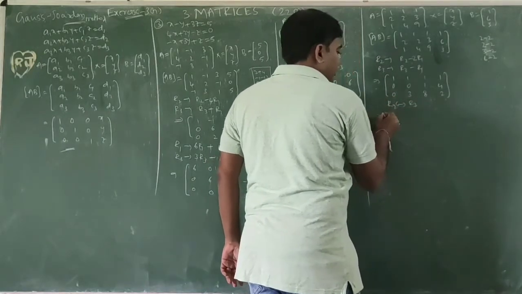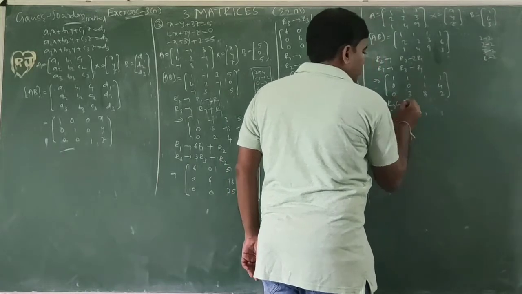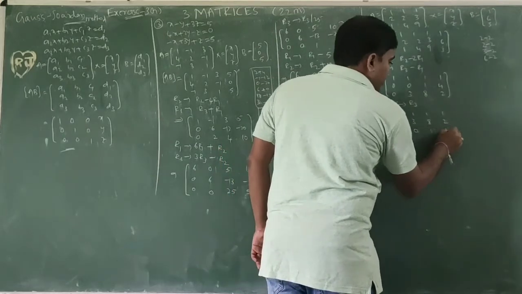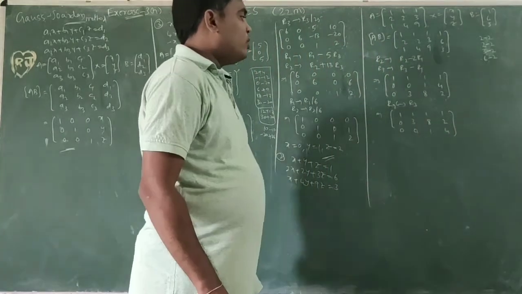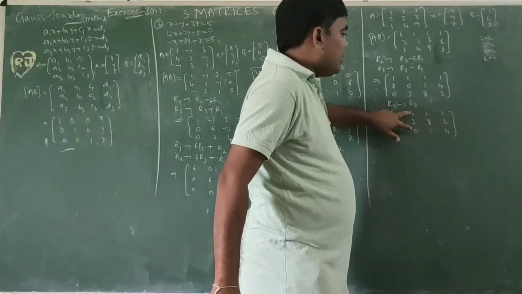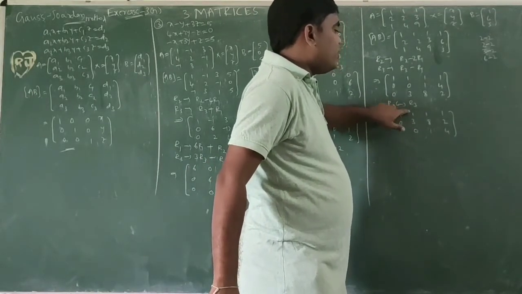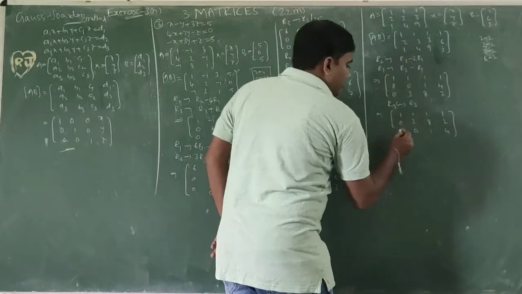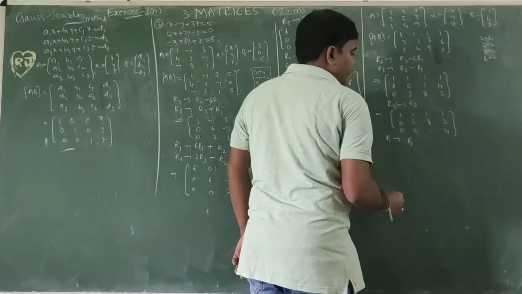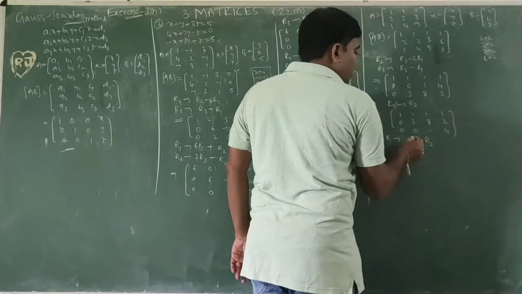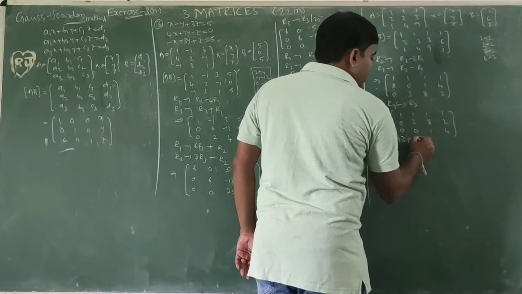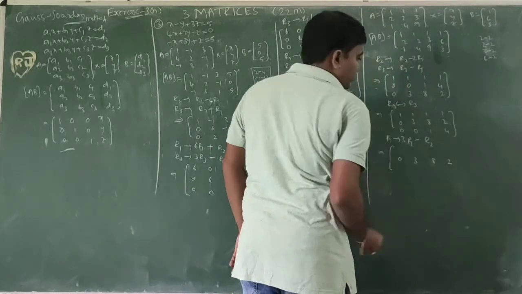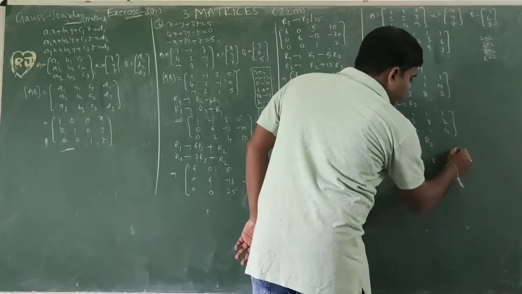R2 interchange R3: 1 1 1 1, 0 3 8 2, 0 0 1 4. So this is the diagonal element. The remaining two elements should be 0. This is 1, this is 0. These two elements should be 0. It is already 0, so we need to convert this one only to 0. So this is in R1, with the help of R2. This is 1, this is 3. This we write here, same sign, keeping minus. 0 3 8 2, 0 0 1 4.